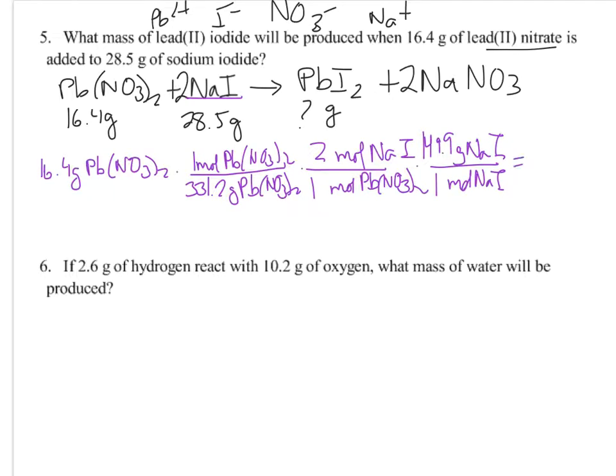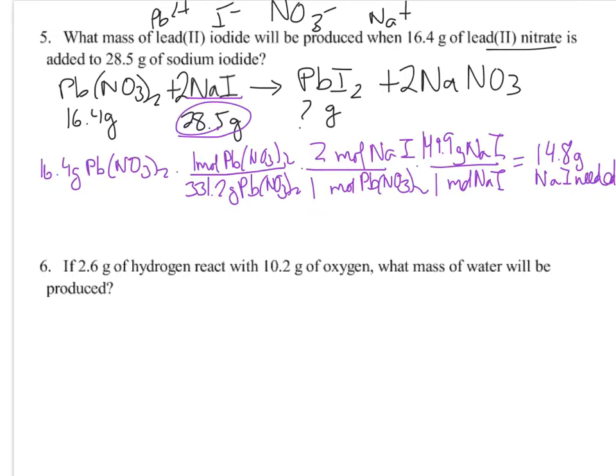You go ahead and calculate that. You end up with 14.8 grams of NaI needed. All right? So I need 14.8 grams of NaI. Do I have enough NaI? Yes, I do. I only need 14.8. I have 28.5. So I have plenty of NaI.